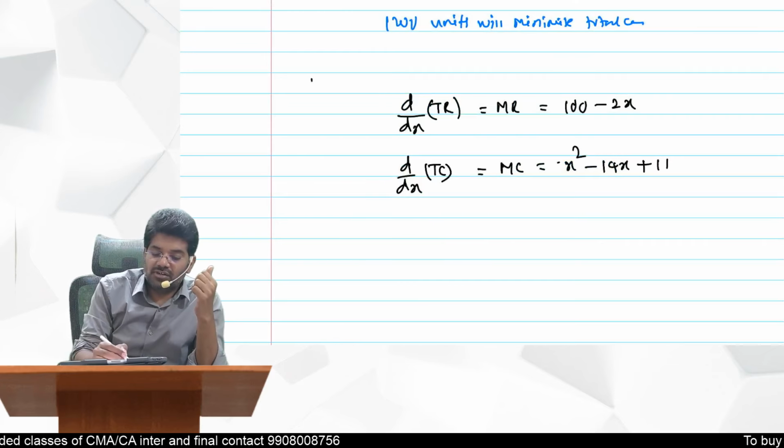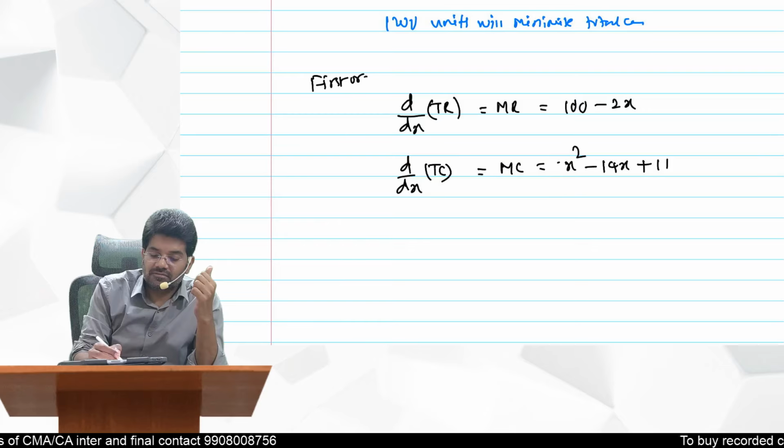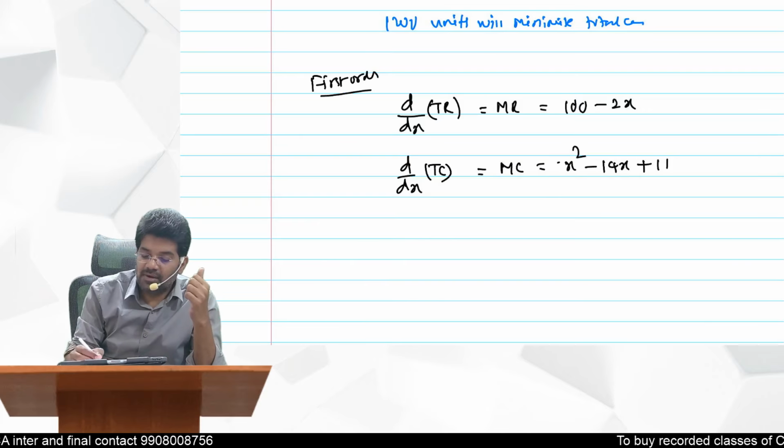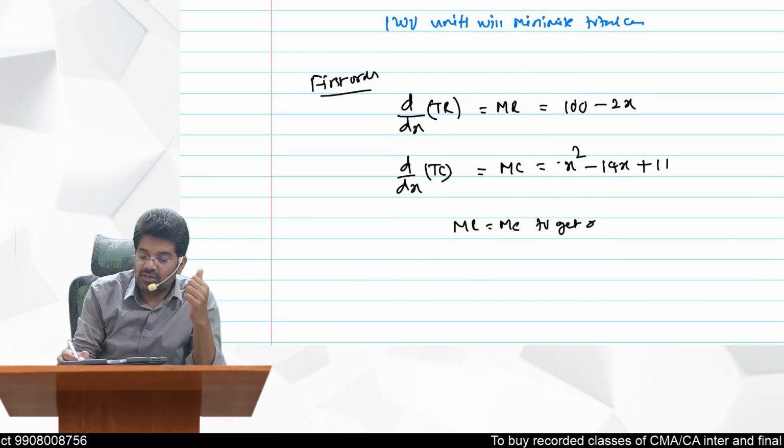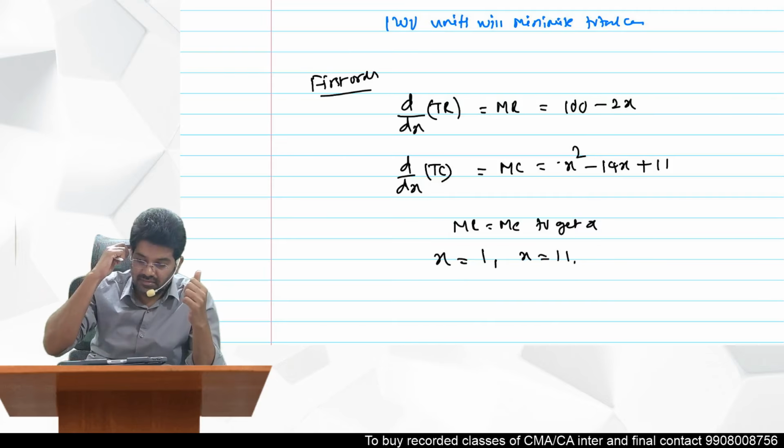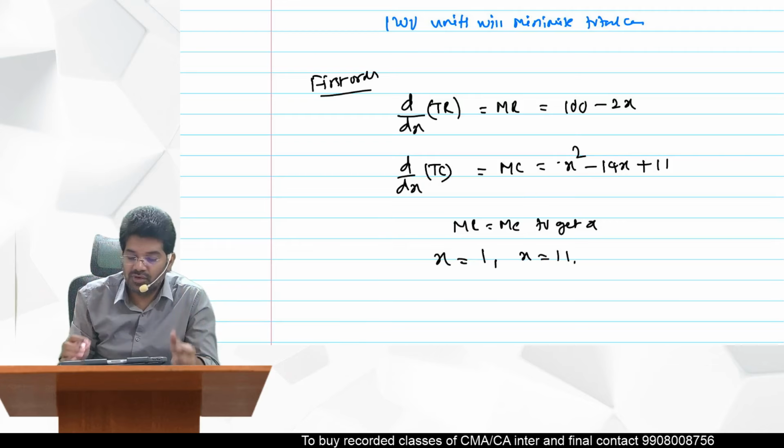MR, MC, the first order derivative is already done. Then we equate MR equal to MC to get x. What are the x values we got? x is equal to 1, x is equal to 11. Yes, two critical values we got.